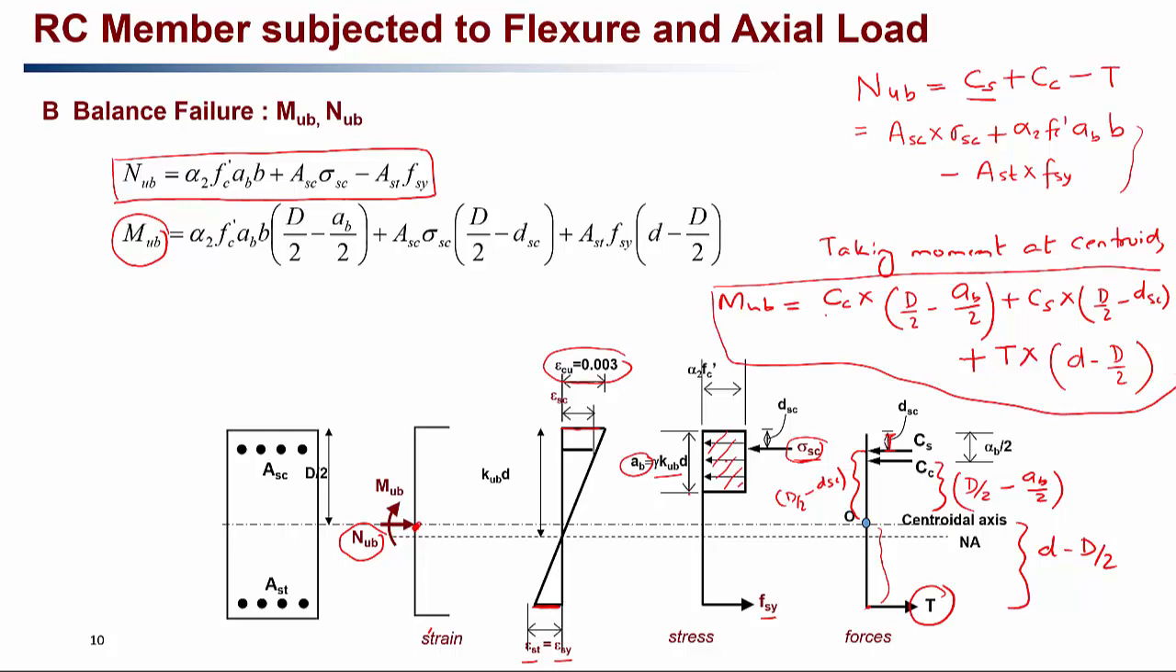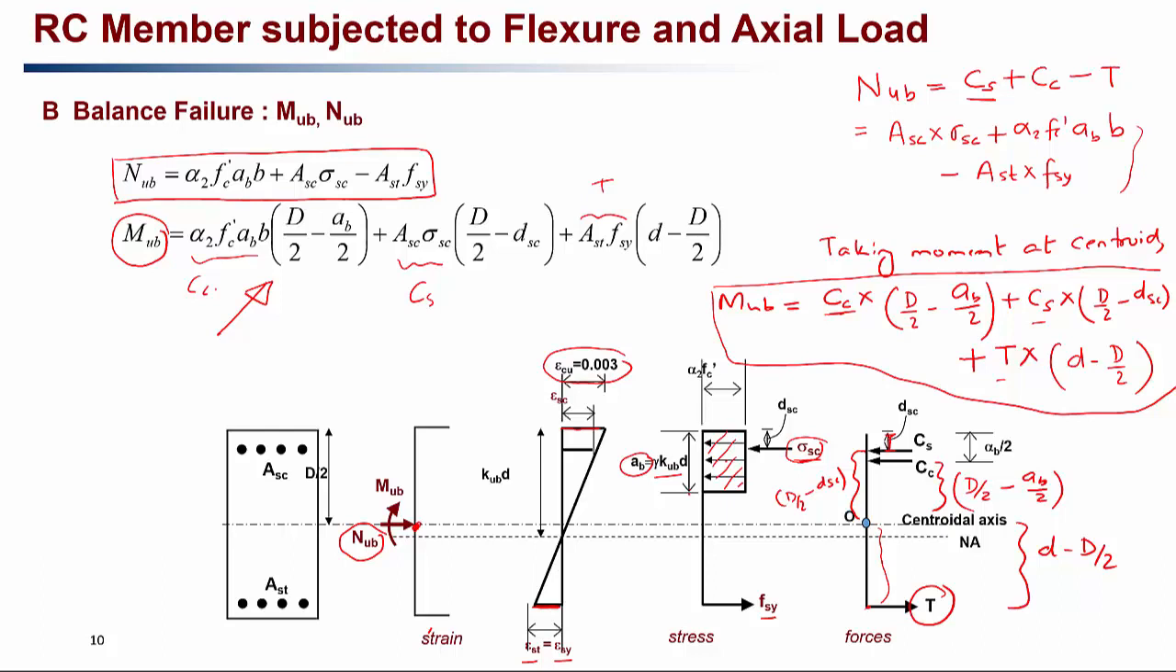And if you write down the expression of Cc, Cs and T, you will get this equation, right? So this is nothing but T, this is nothing but Cs, and this is nothing but Cc. With these equations, you can find out NUB and MUB.